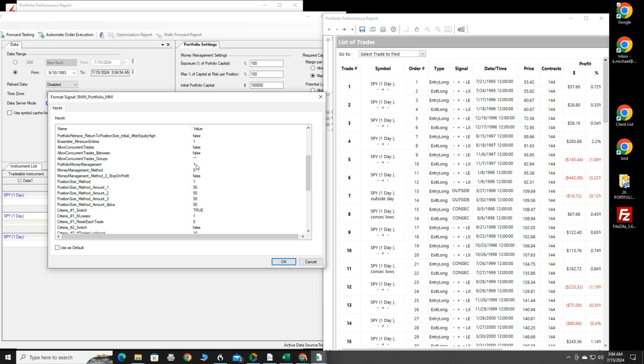We use 0 and 1 so we can optimize the system. We can optimize using true and false. So 0 is always off, 1 is on, etc. That's why it's done that way for optimization in the configurations and algorithms. So that is 1 turned on. When portfolio money management is turned on, then all of these inputs can become active. What we did in this case, we used criteria 1 switch, turned it to true, and turned it to 1.